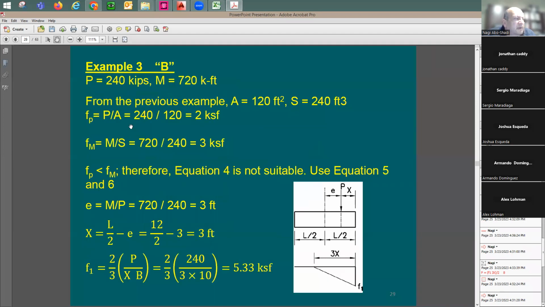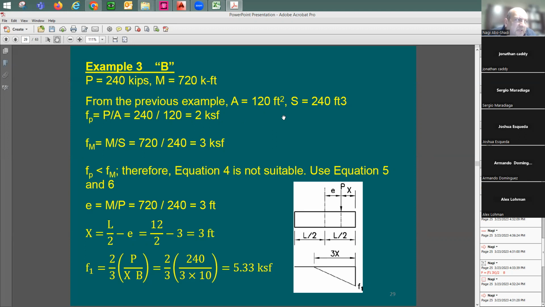All right. Now, in the following example, I'm going to have the axial load drop down from 600 to 240, but the moment stayed the same. Contact area is going to be the same. Section modulus is going to be the same. It doesn't change, it's the same footing. The pressure coming from the vertical load is going to be 2 KSF. Now the pressure coming from the moment side is going to be 3 KSF. Now it is larger than that.